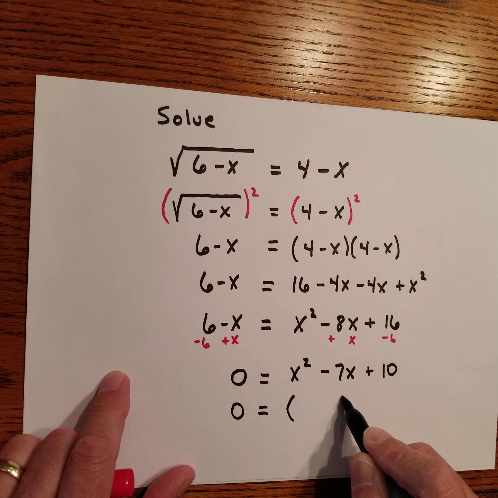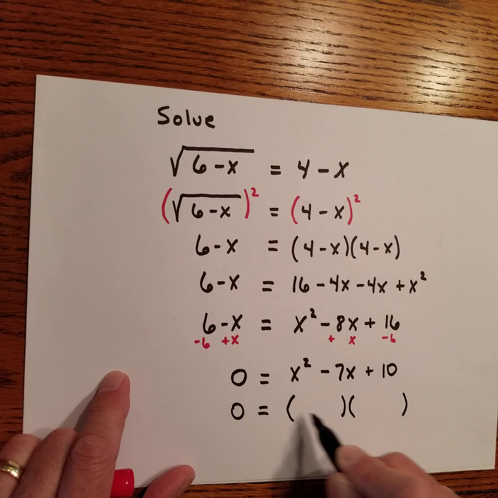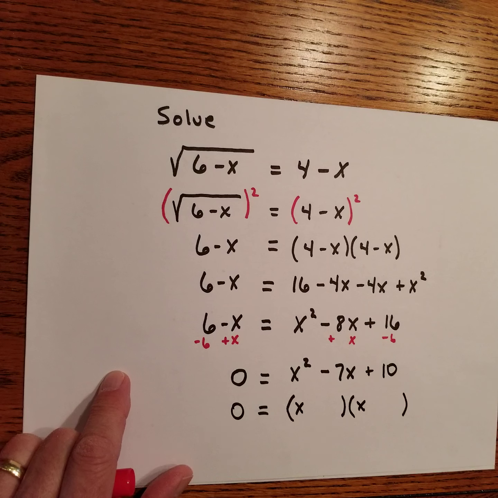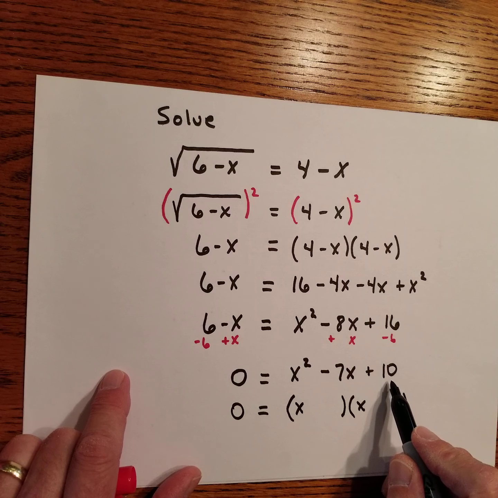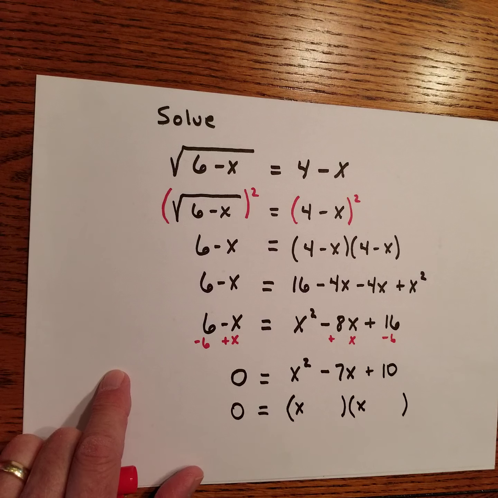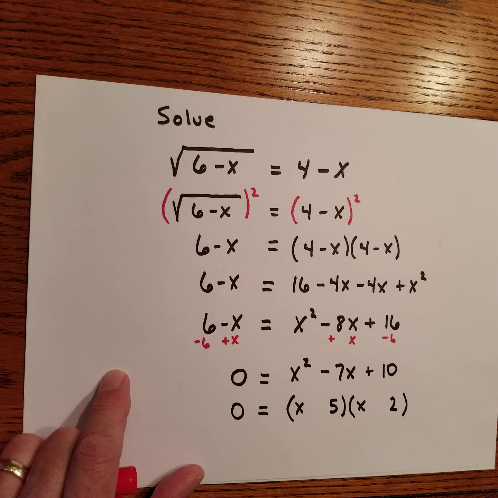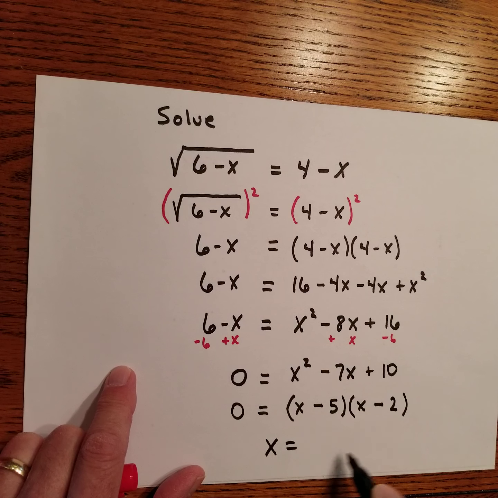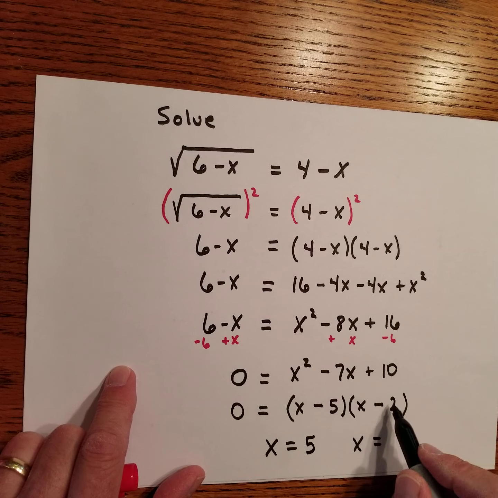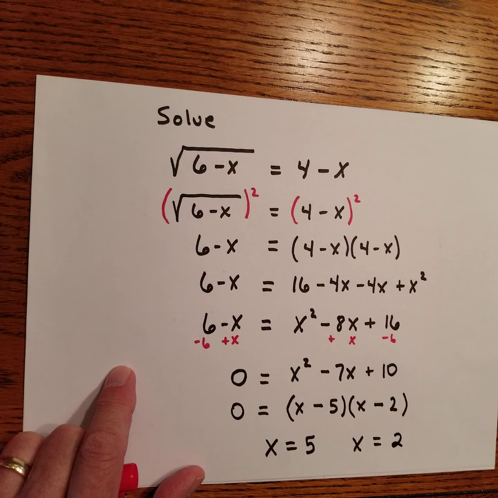Now we'll hope that this factors. Can we find two numbers that multiply to 10 and combine to negative 7? 10 could be 5 times 2, and if I make the 5 negative and the 2 negative, they'll combine to give me negative 7. Here come my two answers. What makes this 0 is 5. What makes this 0 is 2.